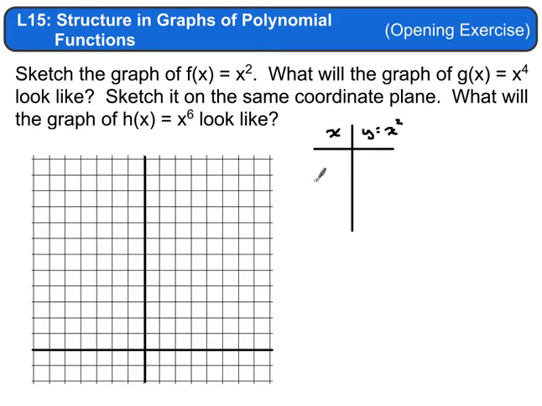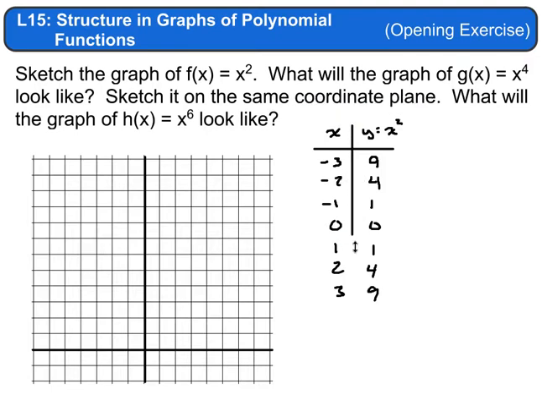So like if we did -3, -3 squared would be 9. If I did -2, -2 squared would be 4. If we did -1, that would be 1. And then 0, of course, would be 0. And then if we just did a couple in the other direction, that would be 1, 1, 2, 4, and 3, 9. That gives us enough to get a sketch going.